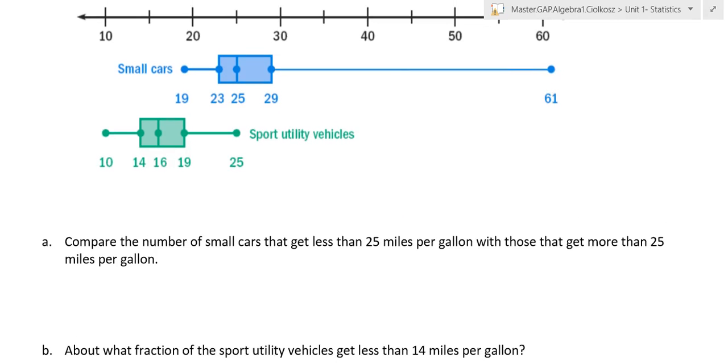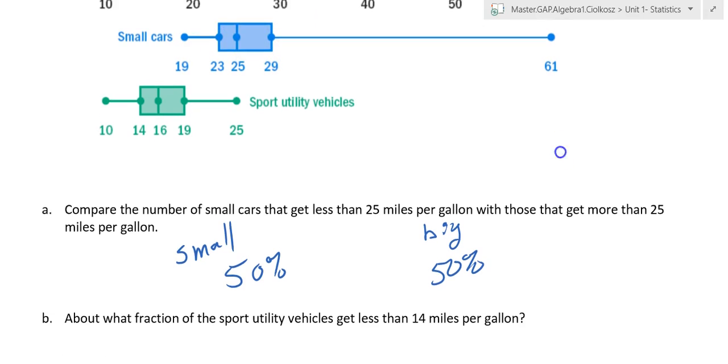So if I'm looking at less than 25, that's going this way, so that's 2 jumps. So for my small, I have 50% of my data. And more than 25, let's see, even though it looks really big, I'm still only making 2 jumps. So for my bigger cars, it's still going to be 50% of my data, because it's all about how many of those intervals we have, not how long they look.